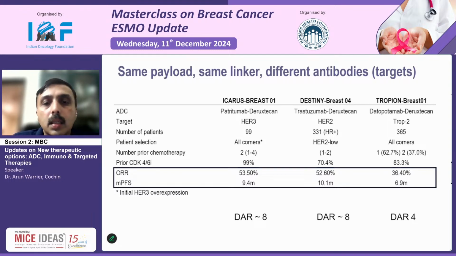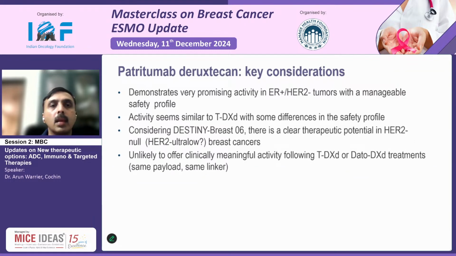The overall response rate is highest in patritumab, around 53.5%. With DESTINY-Breast, T-DXd is around 52.6%, while datopotamab deruxtecan is 36.4%. The PFS is a bit higher in the T-DXd group, but I think both are similar, and it is not that great with dato. It is the same payload and the same linker, but the antibodies are different. So everything is important when we look at these ADCs.